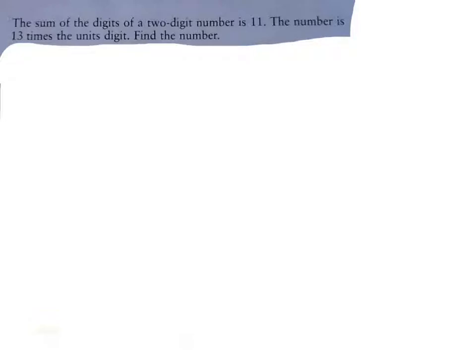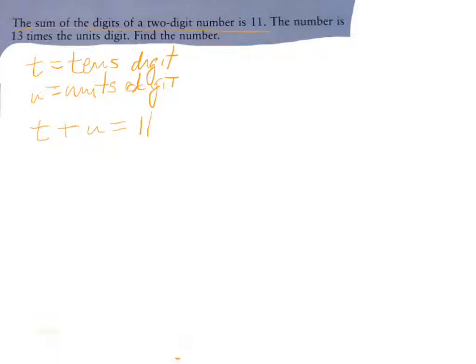All right, so here we have the sum of the digits of a two-digit number is 11. The number is 13 times the units. Find the number. All right, so here we're going to say, hey, t equals the tens digit, and u equals the units digit. The sum of the digits is 11. When it says that, it means the sum of the digits, t plus u equals 11. That's what that first one means.